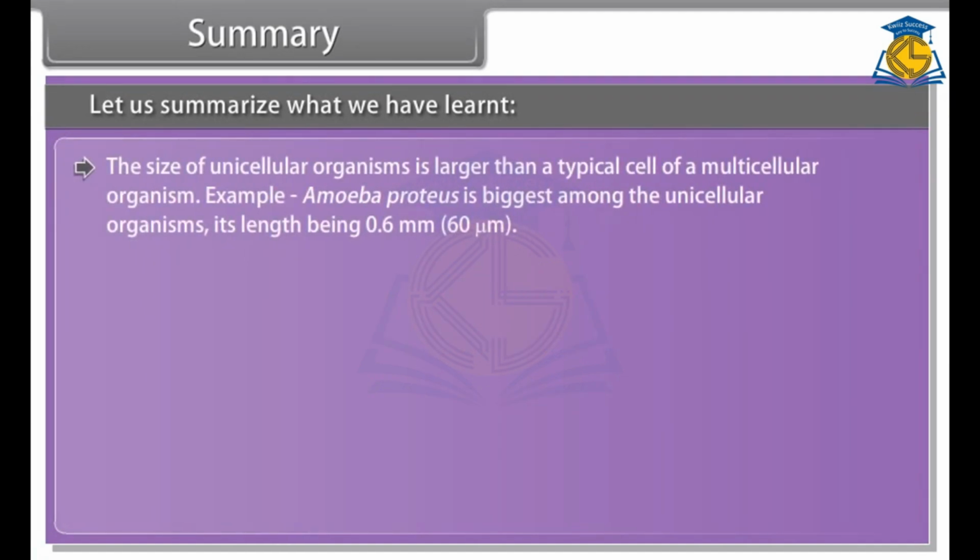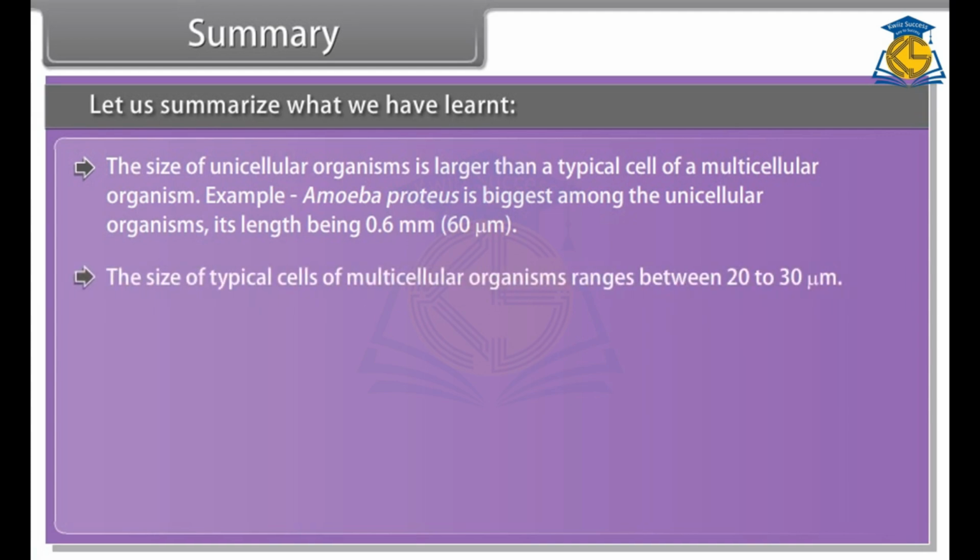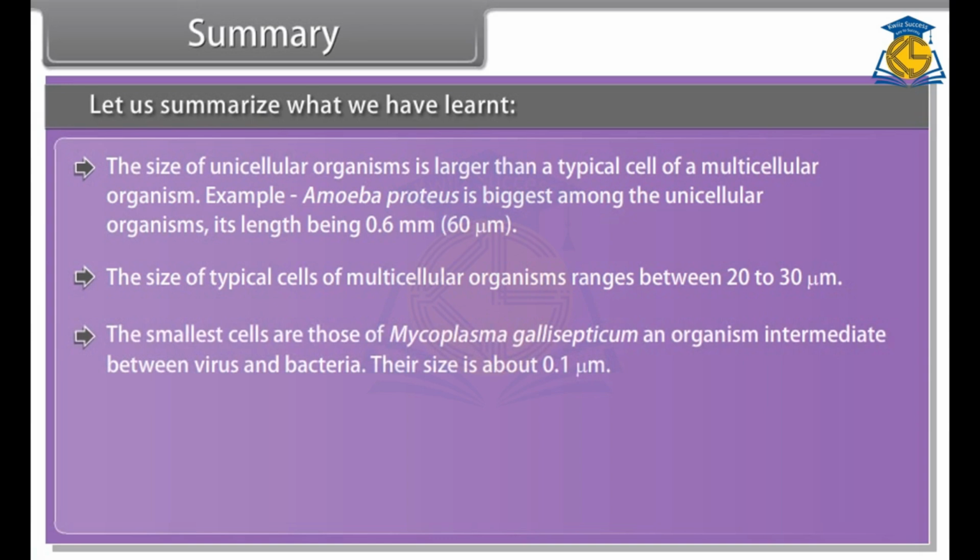The size of unicellular organisms is larger than a typical cell of a multicellular organism. Example, Amoeba proteus is the biggest among the unicellular organisms, its length being 0.06 millimeter, that is 60 micrometers. The size of typical cells of multicellular organisms ranges between 20 to 30 micrometers. The smallest cells are those of Mycoplasma gallisepticum, an organism intermediate between virus and bacteria. Their size is about 0.1 micrometer.